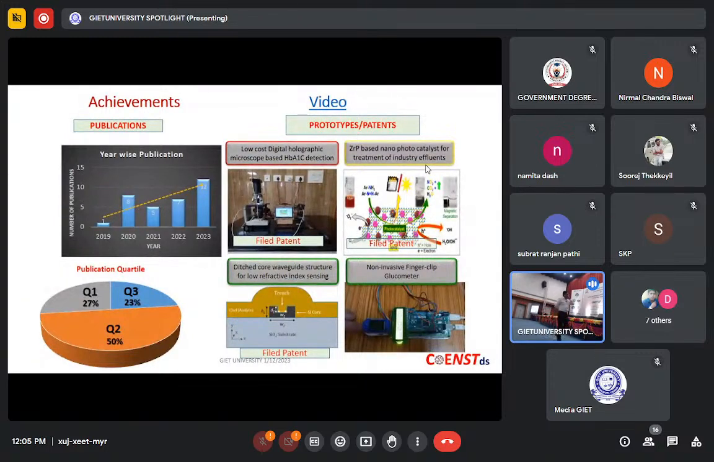And about this achievement of our center, as you can see, of course, we have published many journal papers, and this is how we can see our achievement in terms of publication. For example, here, these are the prototypes that we have produced in our center. The first one, as I have mentioned, is a low-cost digital holographic microscope based on HbA1c detection. So this is basically a low-cost prototype where you can measure this HbA1c level.